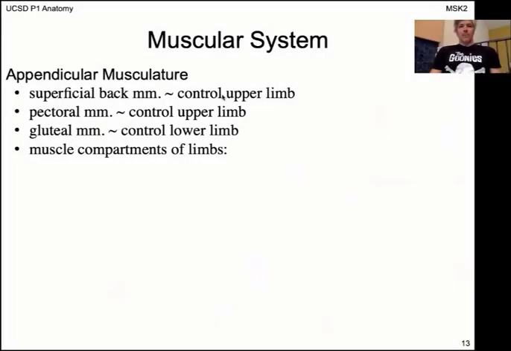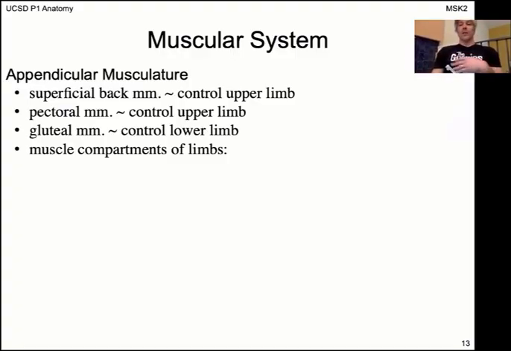We had talked about axial musculature. On the back, there's a deep layer of muscles that are involved in controlling the posture of the vertebral column and the head. There's a middle layer that's involved in respiration. And then there was a superficial layer that I didn't really talk about. The superficial layer of back muscles controls the upper limb.